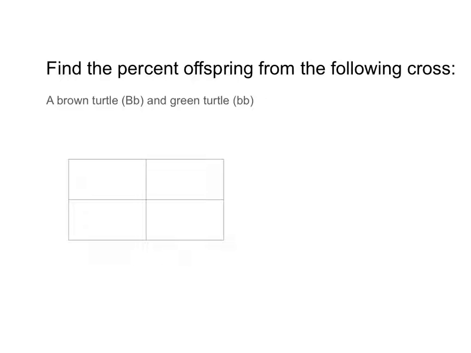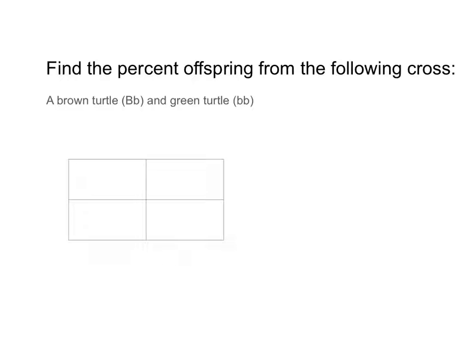Now what we are going to do is calculate the percent offspring based on their phenotype. The phenotype would be what they physically look like. So for example, even though this turtle is heterozygous, that's its genotype, its phenotype is the color of the turtle. That's what it looks like.